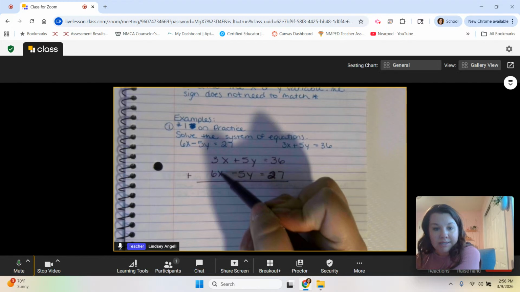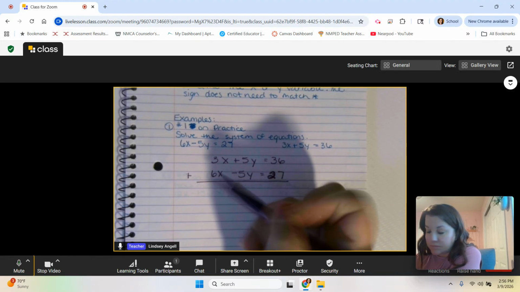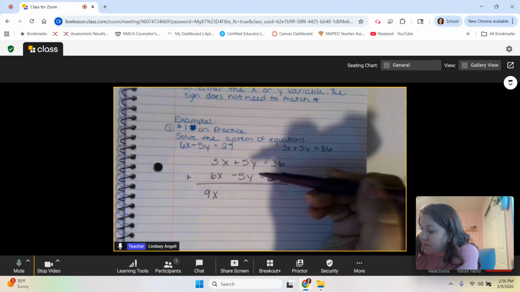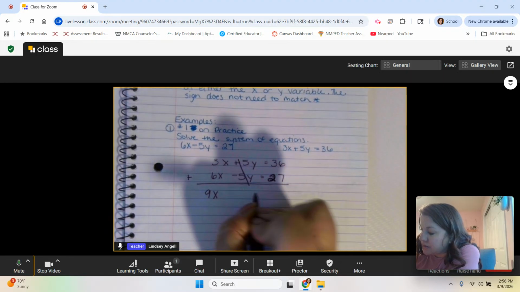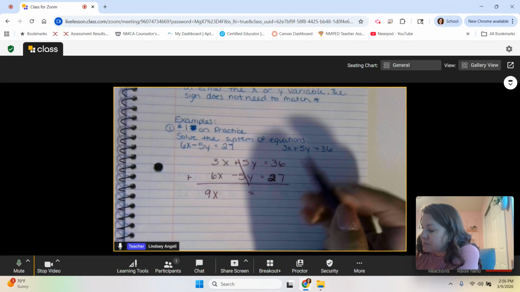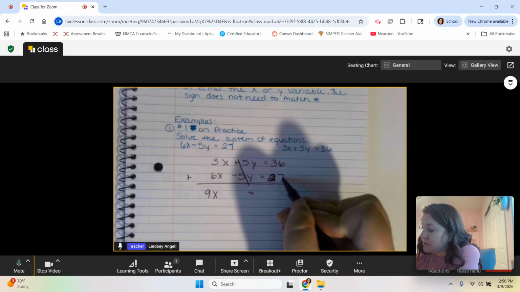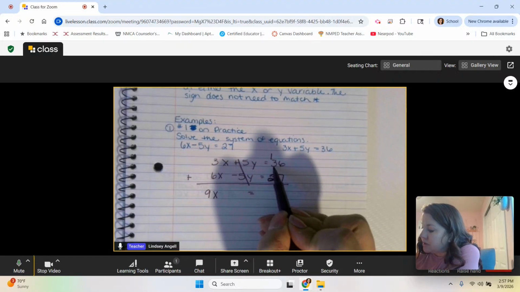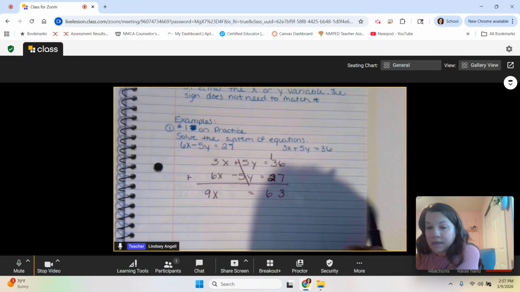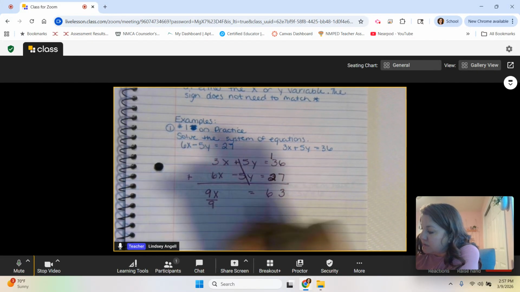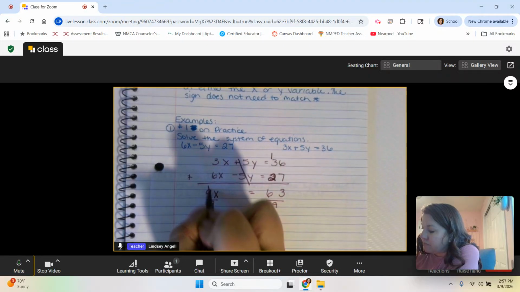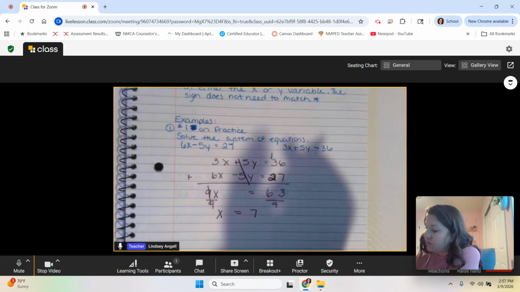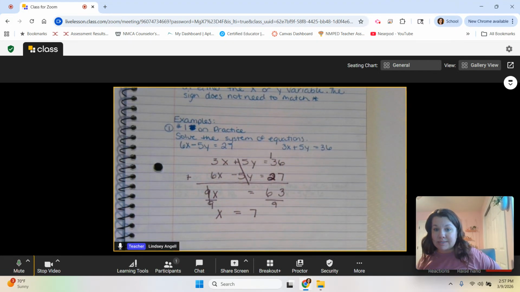Well, 3x plus 6x is 9x. 5y minus 5y is 0. Those cancel. And then 36 plus 27, well, let's see here. 6 plus 7 is 13. And then 1 plus 3 is 4, plus 2 is 6, gives me 63. Divide both sides by 9. They'll cancel on the left. x equals 7. Okay, so I know what my x value is now.